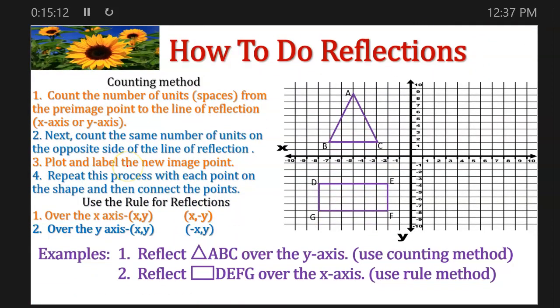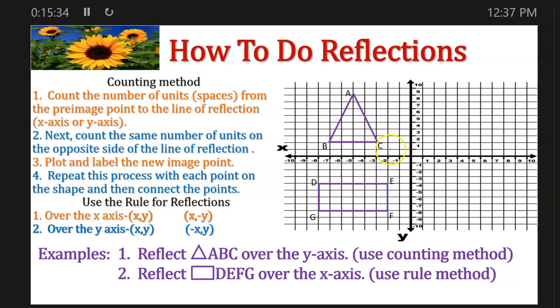How do you do reflection? So there's two methods. We have a counting method. Count the number of unit spaces from the pre-image point to the line of reflection, x-axis or y-axis. Next, count the same number of units on the opposite side of the line of reflection, and then plot and label the new image point. Repeat this process with each point on the shape and then connect the points.